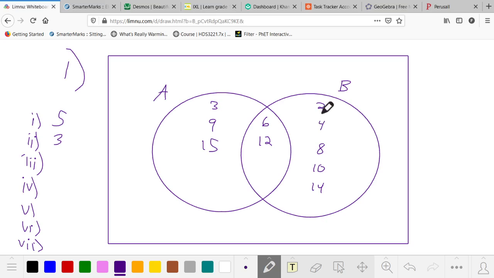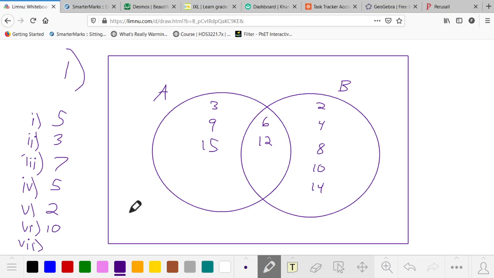Number of elements in set B, there's 7. 4 is in B but not in A, there are 5. In set A and B, so that's the union of the two, that is 10. In A and B, the intersection, that's 2. Part 6 is the or, that is the union, and that's the one that's 10.